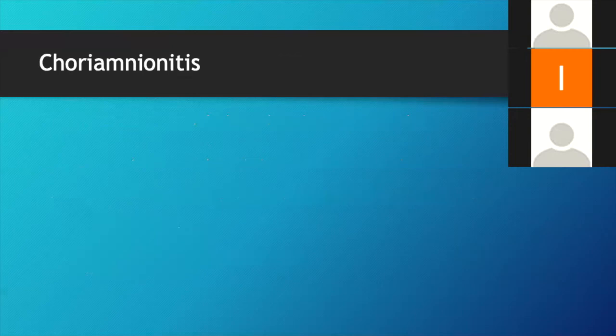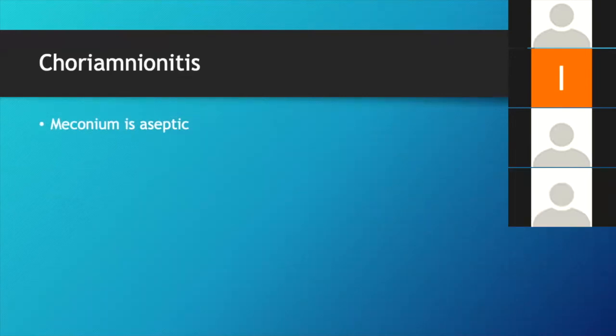What about chorioamnionitis? I thought you said that meconium is aseptic, so why would baby develop infection? Why? Because it changes the pH. No, we were talking about chorioamnionitis, proper infection. And we said that the meconium is aseptic. So why would baby develop an infection if meconium is aseptic?